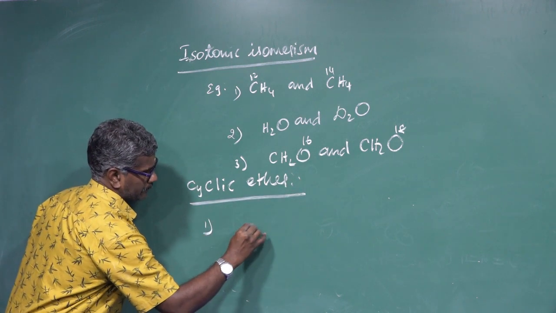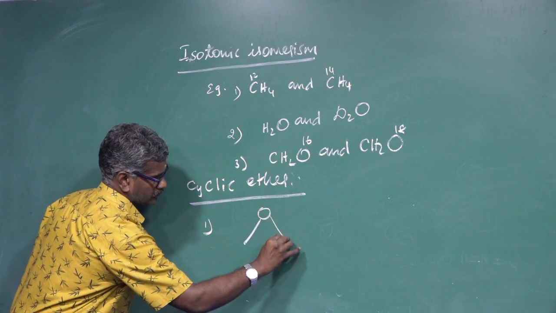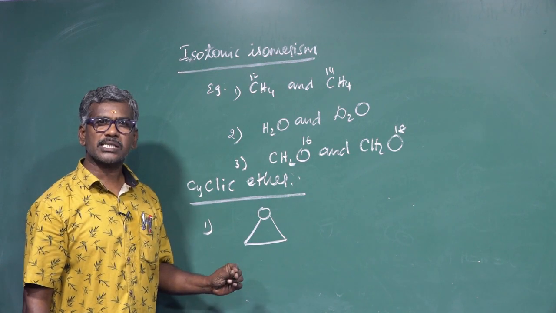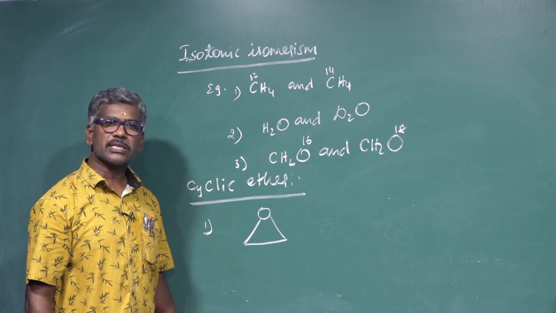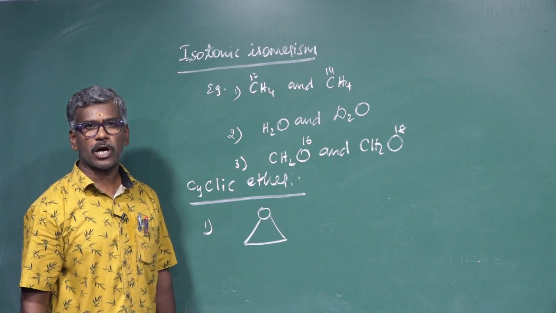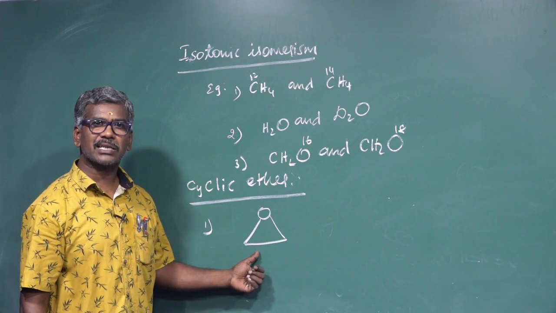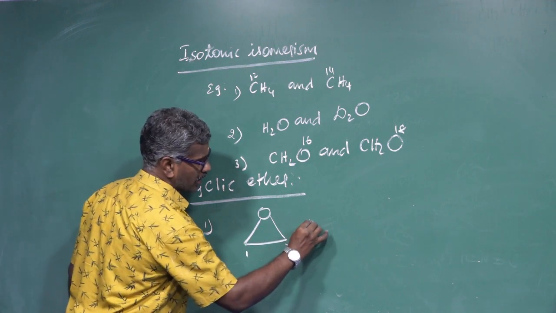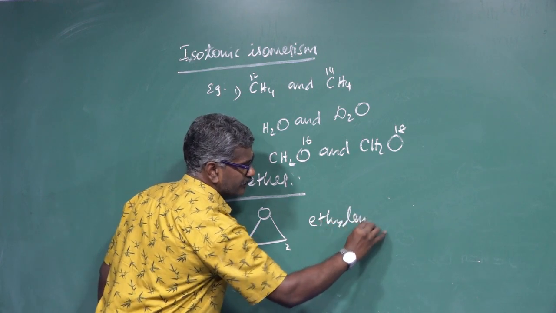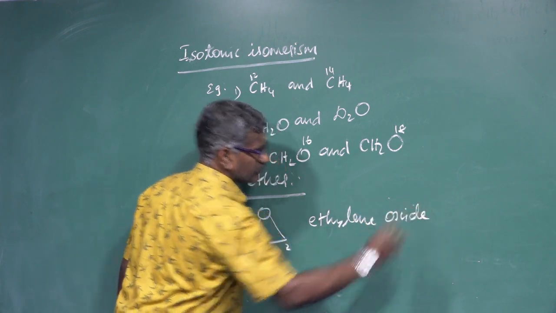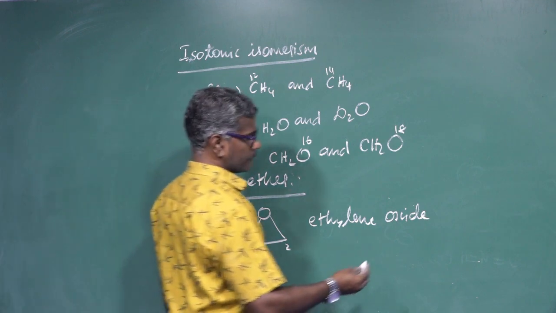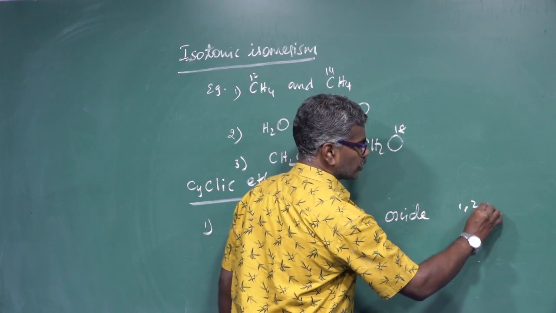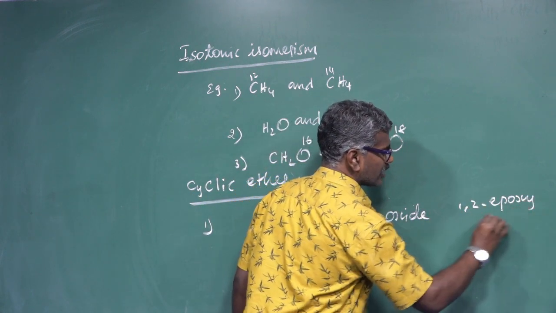First one, what is the definition for ether? Oxygen atom linked on both sides to saturated or unsaturated or aromatic groups. This is an example for cyclic ether. This has totally 2 carbon atoms, 1, 2. So the common name is ethylene oxide. IUPAC name, here totally 2 carbon atoms, so 1,2-epoxy ethane.